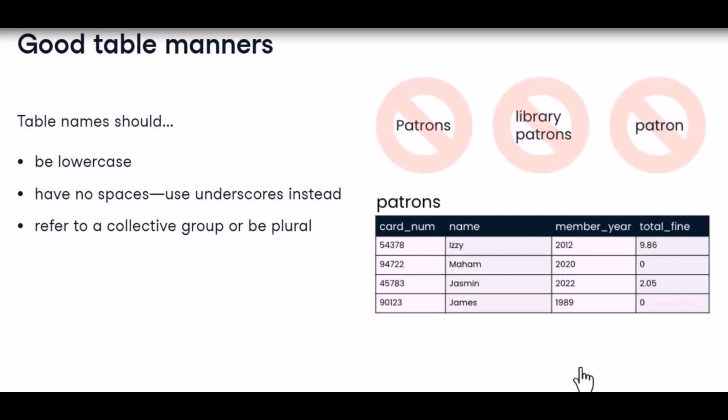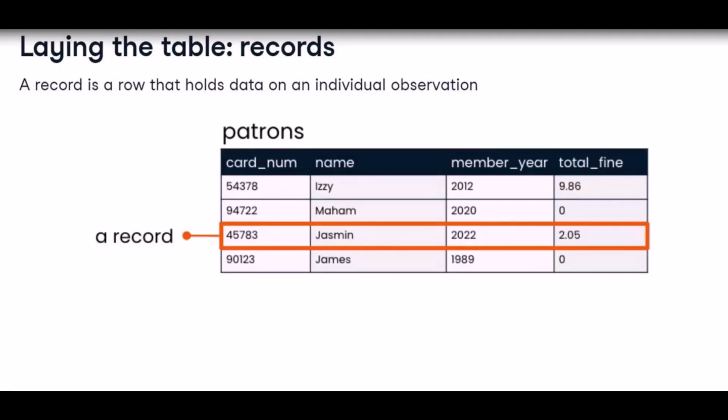Okay. Now, records. Let's talk about records before we continue with the table manners. I know I've said it before, I still want to say it again. A record is a row in a table holding data on an individual observation. For example, in the patron table we discussed earlier, we see that the table has 4 records, one for each patron. So the record for Jasmine indicates that she became a member in 2022 and holds $2.05 in fines.